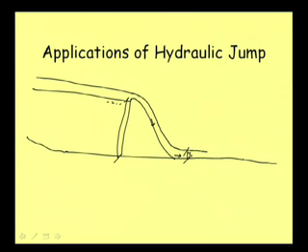Now, when the water with high energy is moving on the surface, and downstream we have the river bed, what will happen? This high speed water can cause erosion of the river bed, rather it will always erode the river bed, and it will cause a lot of damage to the downstream.